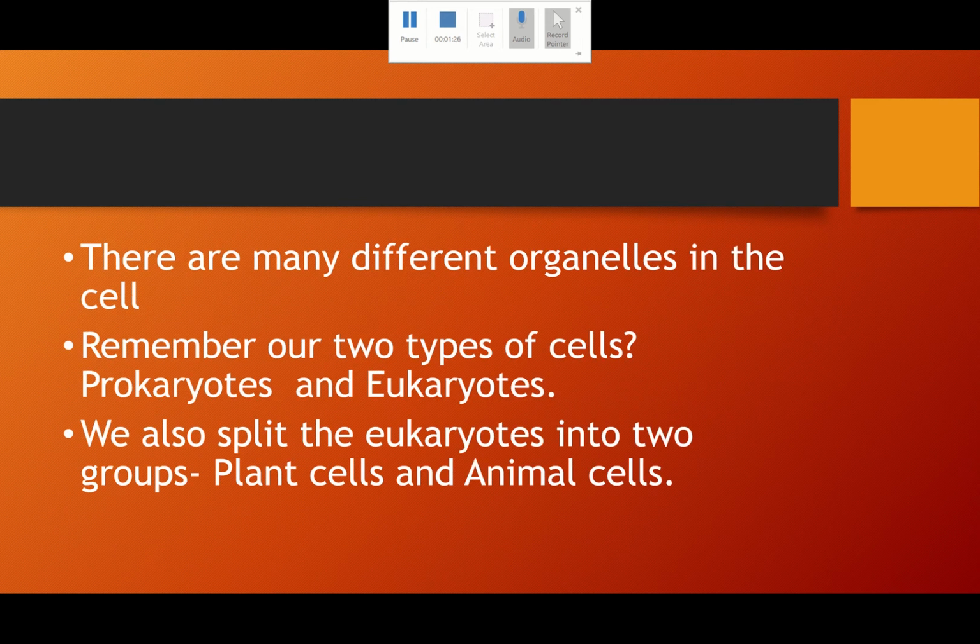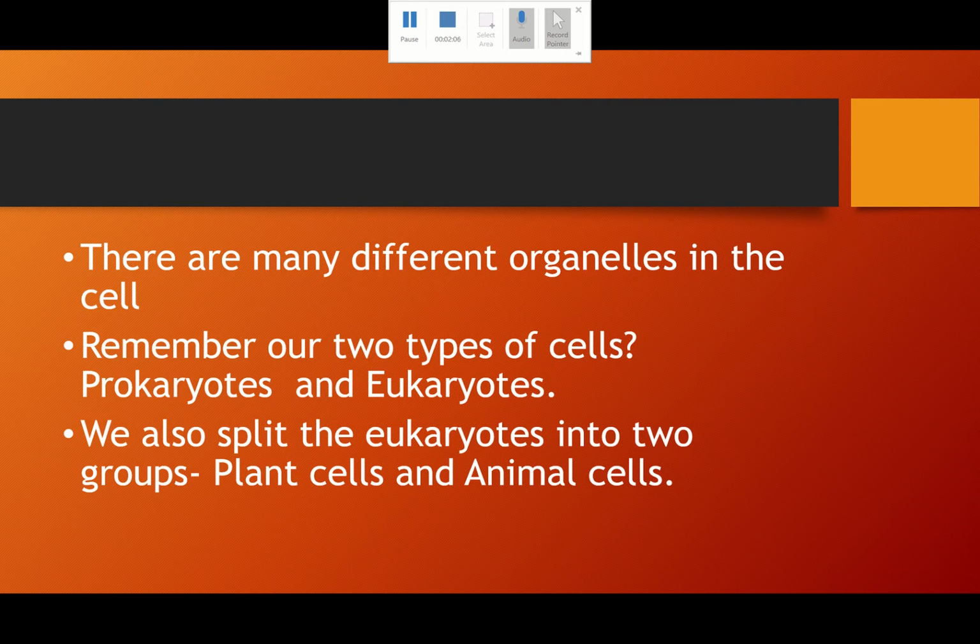So there are many different organelles in a cell. But first, you remember the two types of cells that we have, prokaryotes and eukaryotes? That should have been on the assignments before this. We're also going to split eukaryotes into two different groups of plant and animal cells. On your note sheet, it asks you to list some similarities and differences that you see between prokaryotes and eukaryotes. I want you to go ahead and pause the video and do a little bit of that now. You might want to use the picture in the book. You might want to go back and look at the sheet you've completed before, but I want you to look at your prokaryotes and eukaryotes and see the difference.